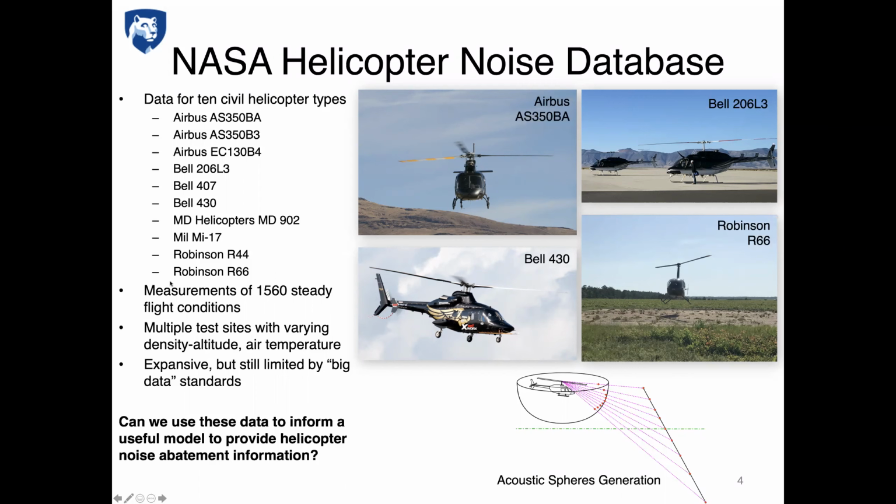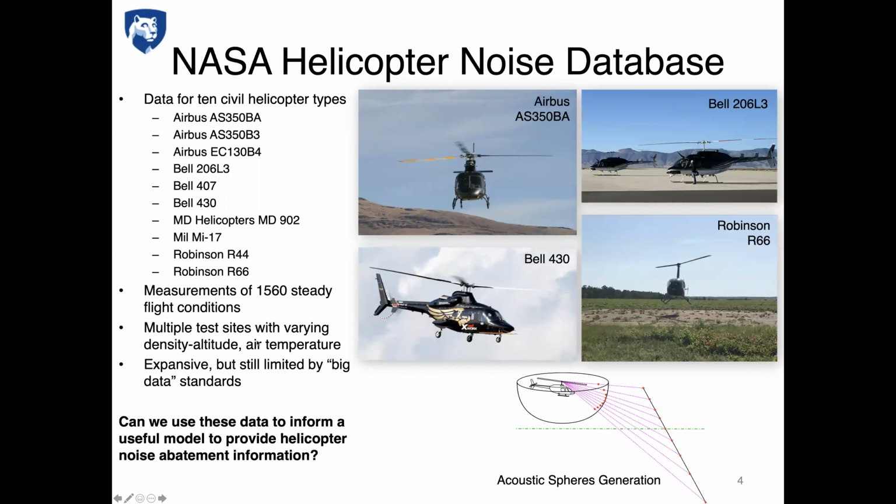For each of these steady flight conditions, the helicopter passed over an array of microphones, and we can depropagate the data from those microphones. Essentially, we remove the effects of spherical spreading and atmospheric absorption, and then relate them to the emission angle around some fixed distance, and therefore form a sphere of noise that describes the levels as a function of frequency, direction, and the operating condition of that vehicle.